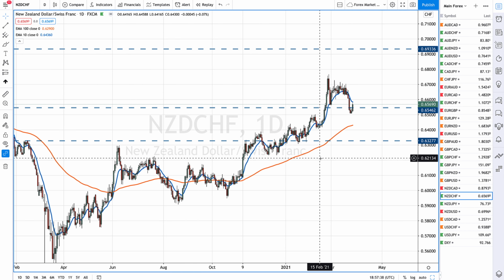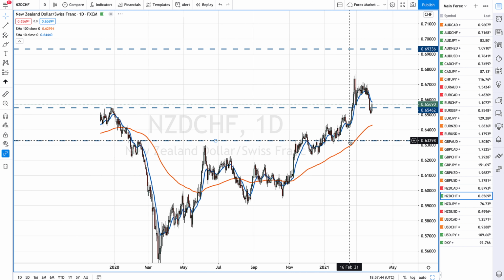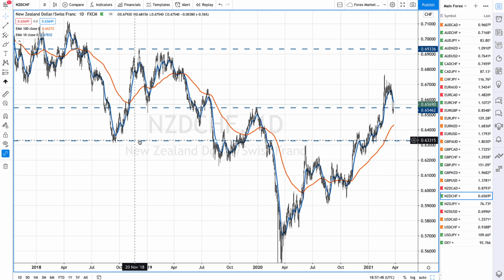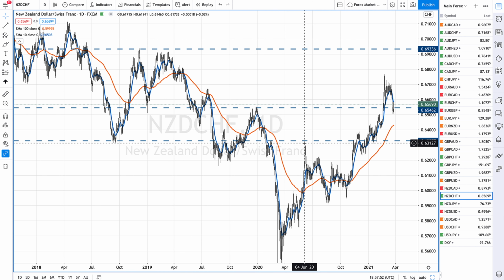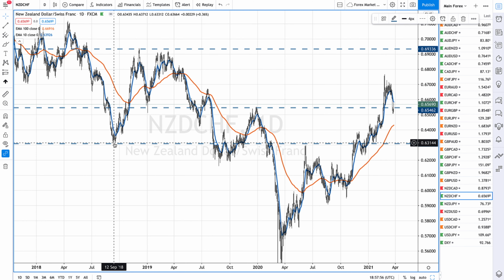We're looking to be buyers from the 0.6327. So if the market were to drop down to this level here, which is, if I zoom out, you can see a previous level of support over here. Support, which then became resistance over there. In fact, let's move it down just a little bit so that you can see that it actually acts as support over here, resistance over here.